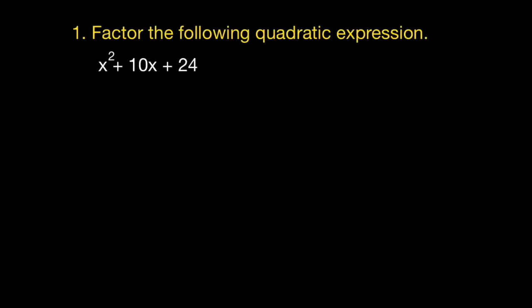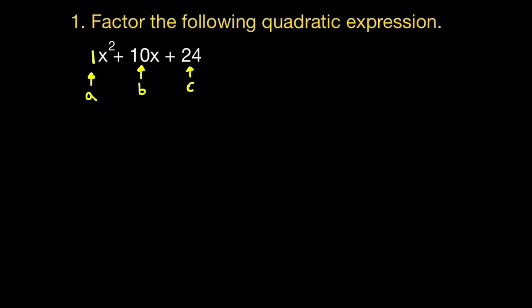We have the trinomial x squared plus 10x plus 24, and the instructions are to factor. Now, in any factoring problem, the first thing to do is to check and see if we can factor out anything other than 1. And after some inspection, we conclude that we cannot. These numbers don't share any factor other than 1, so I will begin to approach this problem by labeling my key terms. My a value is going to be 1, my b value is going to be 10, and my c value is going to be 24.